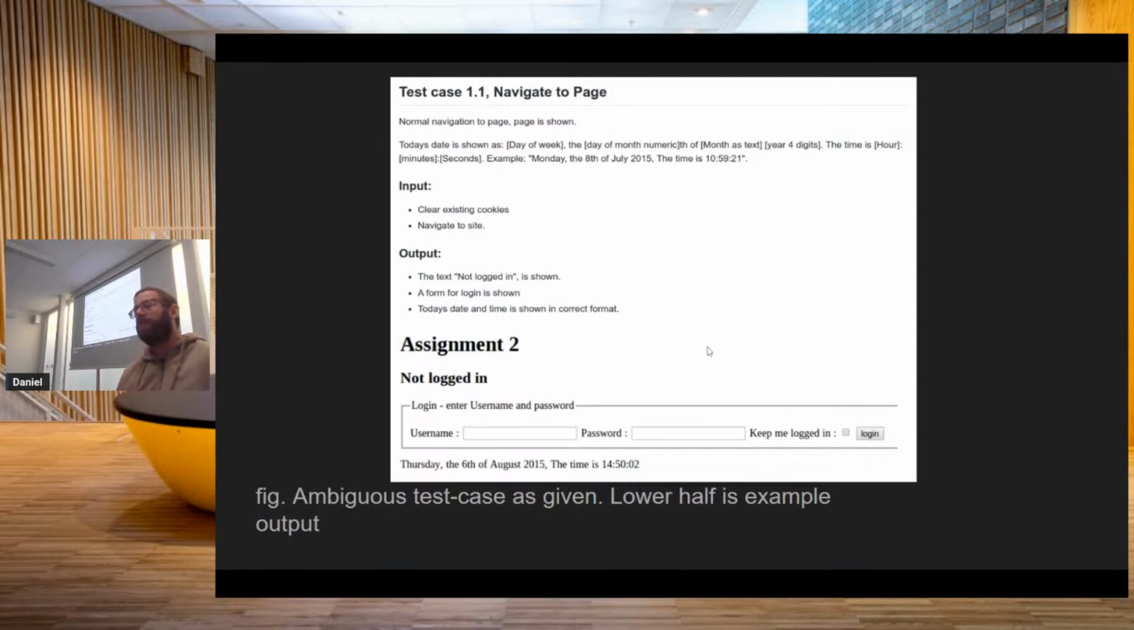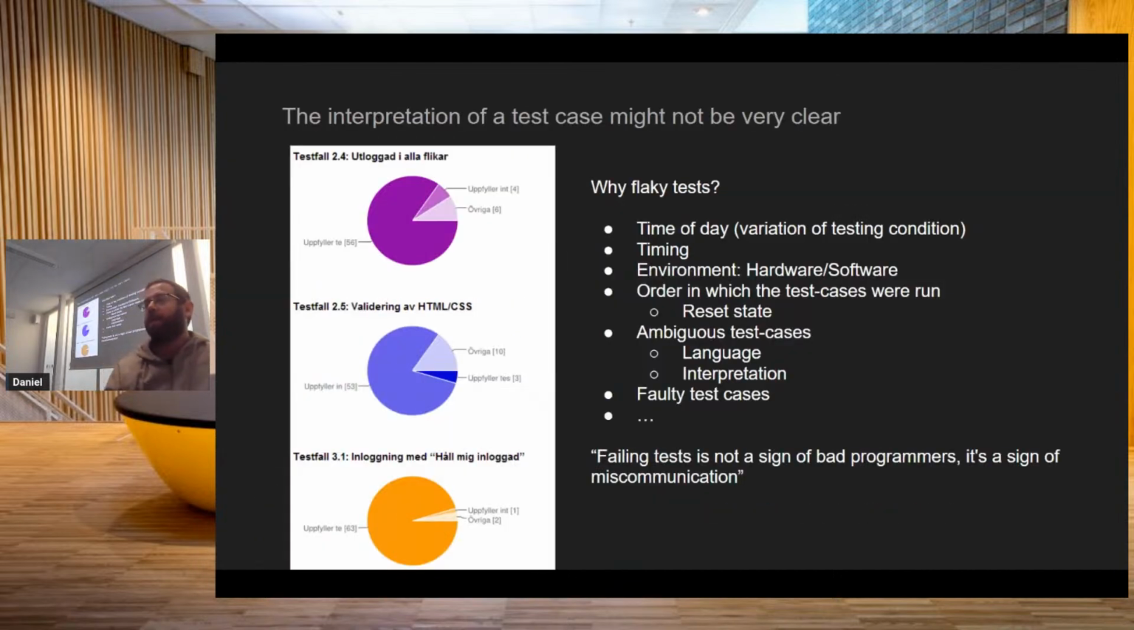And many of the students said that they looked at the picture down here, which is an example output, right? And they say that, oh, it's not 6th of August, it's another date. And then they thought that was wrong. But that is actually an interpretation of the test case that was wrong, right? So the test case could be even more clear, perhaps say that this is an example output and not just a screenshot and stuff like that. So we can have different reasons for flaky tests. So interpretations of the test case might not be very clear.